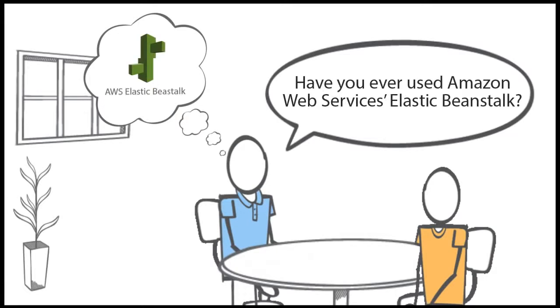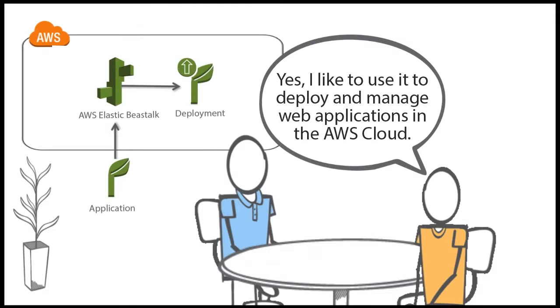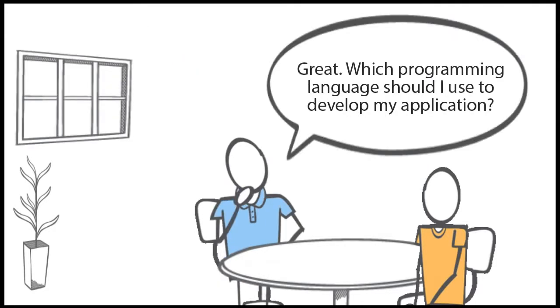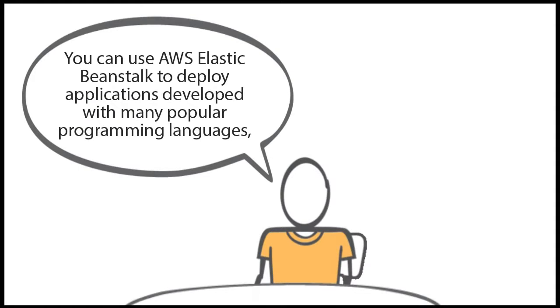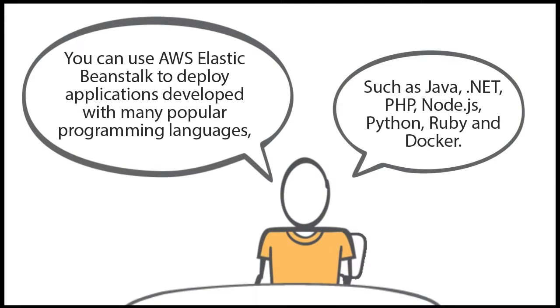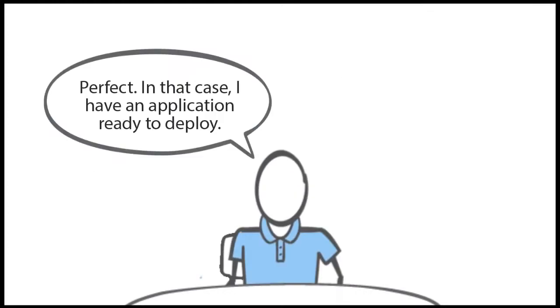Have you ever used Amazon Web Services Elastic Beanstalk? Yes, I like to use it to deploy and manage web applications in the AWS cloud. Great! Which programming language should I use to develop my application? You can use AWS Elastic Beanstalk to deploy applications developed with many popular programming languages such as Java, .NET, PHP, Node.js, Python, Ruby, and Docker. Perfect. In that case, I have an application ready to deploy.